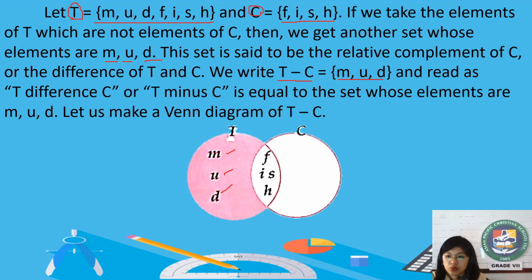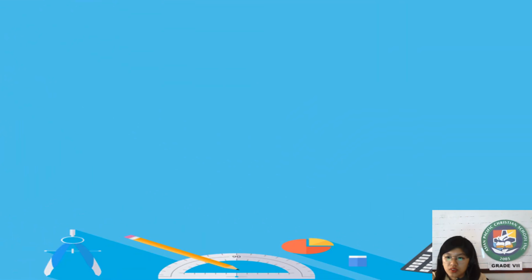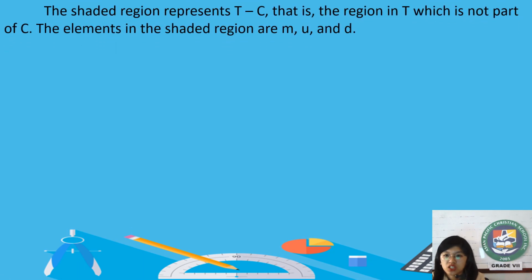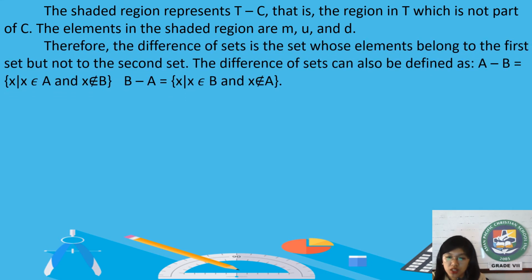Why? Because FISH is in the middle, where both sets have it. So it is removed, since there is no excess in FISH. And so, the shaded region represents T minus C. That is the region in T which is not part of C. And the elements in the shaded region are M, U, and D, like the Venn diagram I showed you earlier.